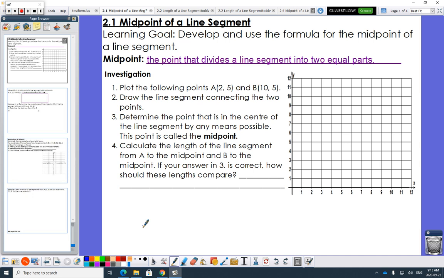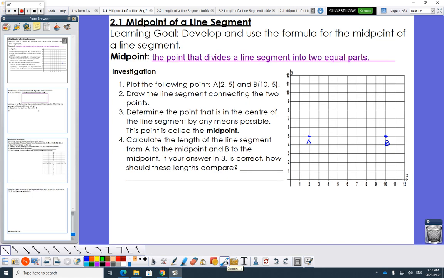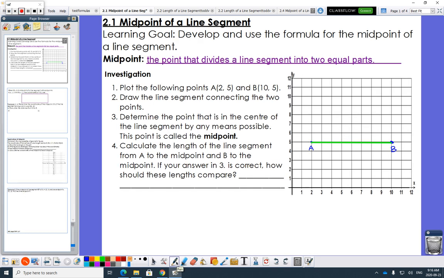Okay, so we're going to plot the points A and B. We're going to draw the line segment. It doesn't have to be a different color. I didn't realize the font was yellow or green.